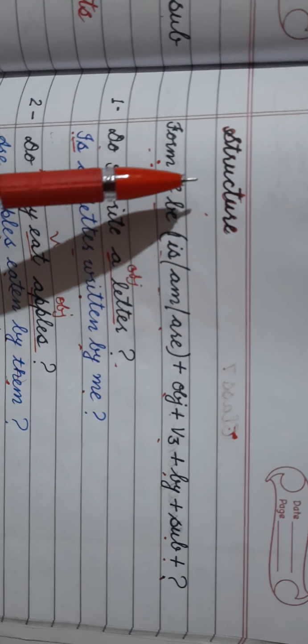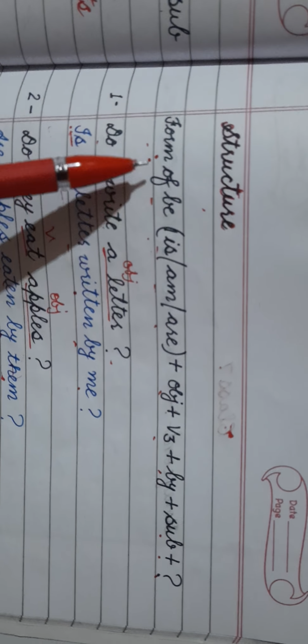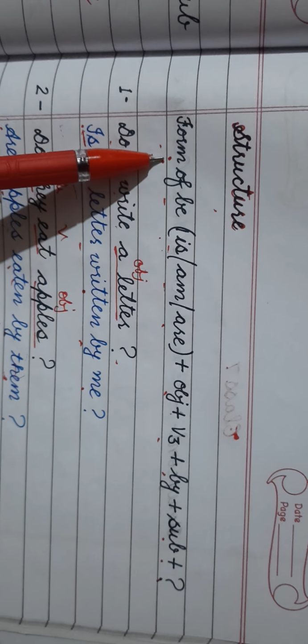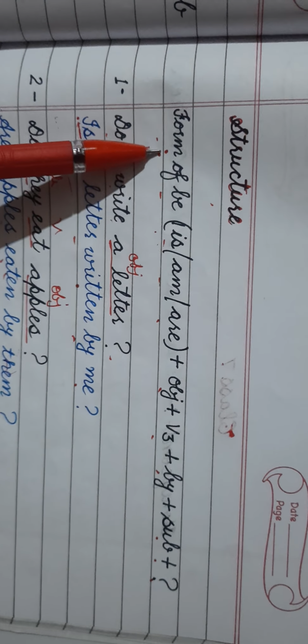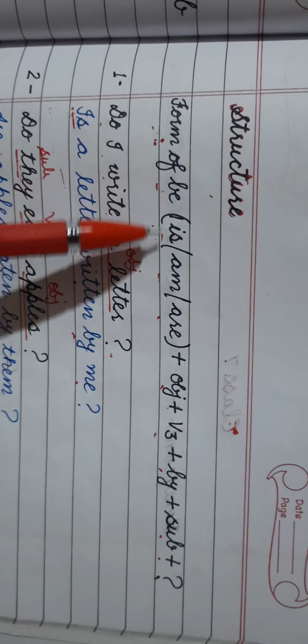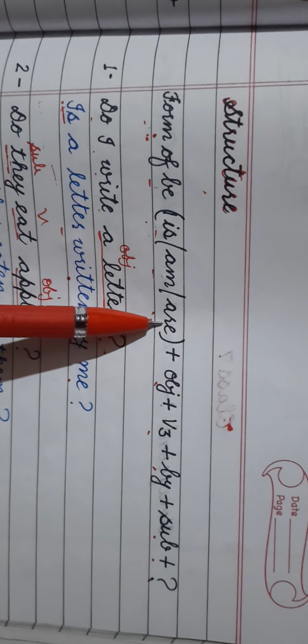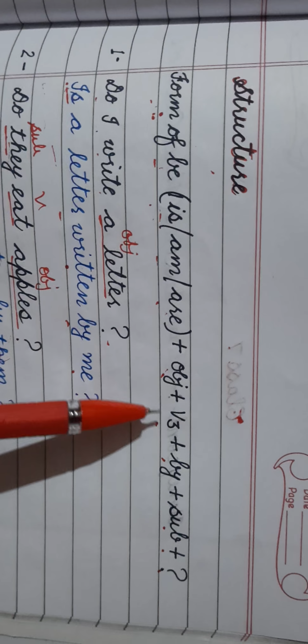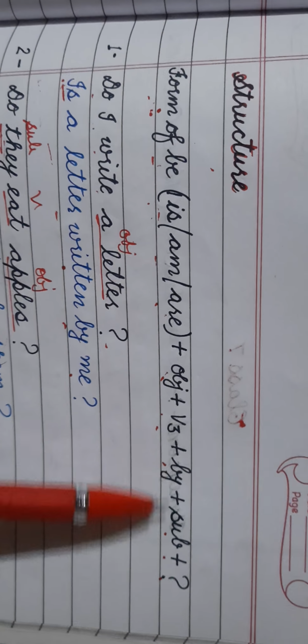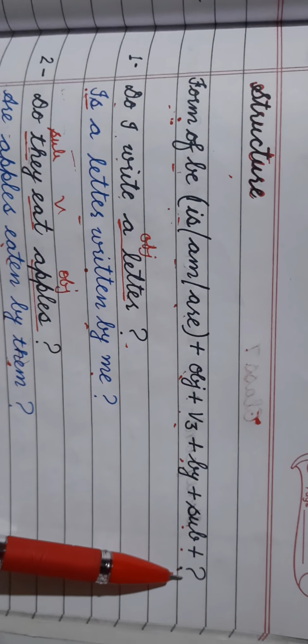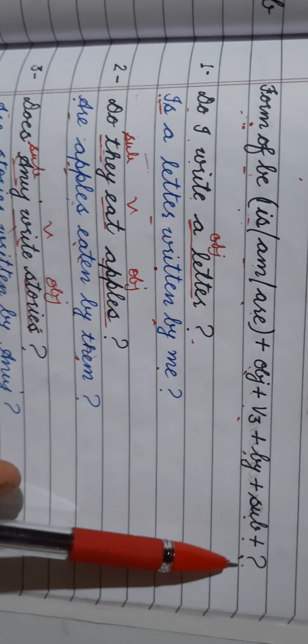Now we will learn the structure for interrogative sentences. For interrogative sentences, first we have to write down the form of be, that is, am or is or are, then the object, then the third form of the verb, then by, then the subject and at last we have to write down a question mark.